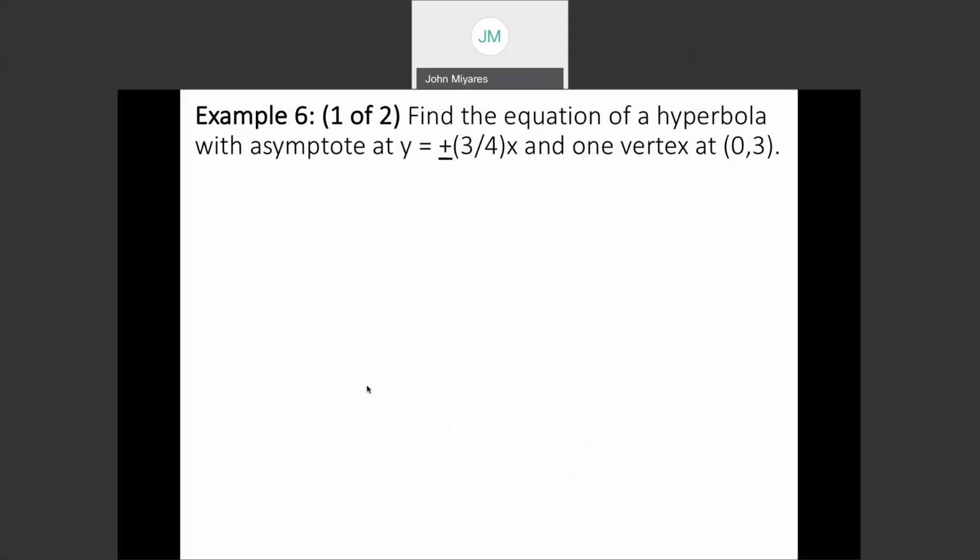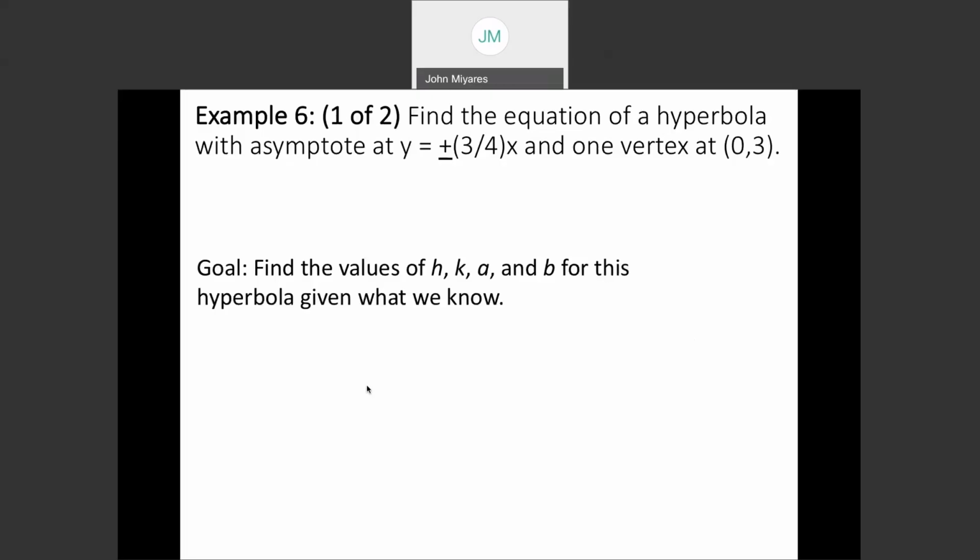This last example is a little bit different and may require a little bit more thought. Here, we want to find the equation of a hyperbola with asymptotes at y equals plus or minus 3/4 x, and one of the vertices is at the point (0, 3). Our goal is the same as it was before, in that once we know which version of the equation we're going to use, we are going to have to solve for h, k, a, and b in this hyperbola.